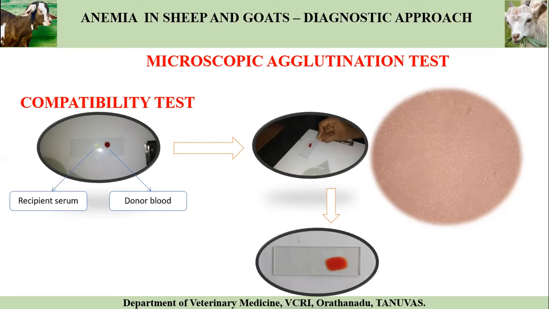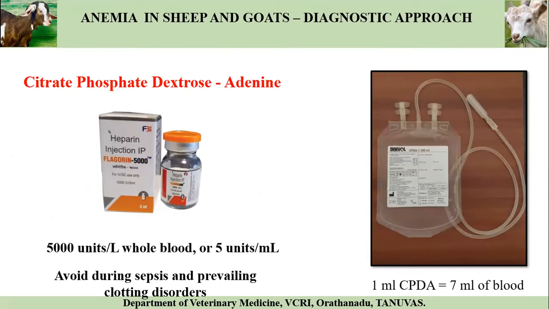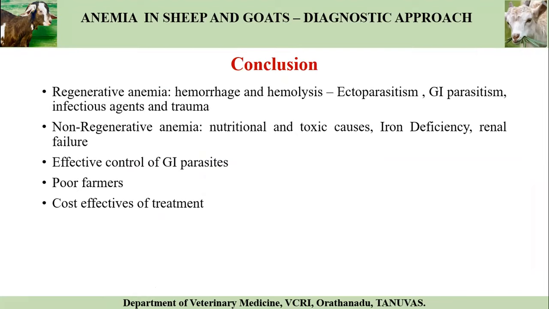If you are transfusing whole blood to small kids or lambs, you can take five units of heparin per ml of blood. If CPD bags are readily available and you are doing a continuous transfusion, you can take 1 ml of CPD from the bag for every 7 ml of blood, and immediately transfer the blood to the recipient. Just recollecting the regenerative anemia.